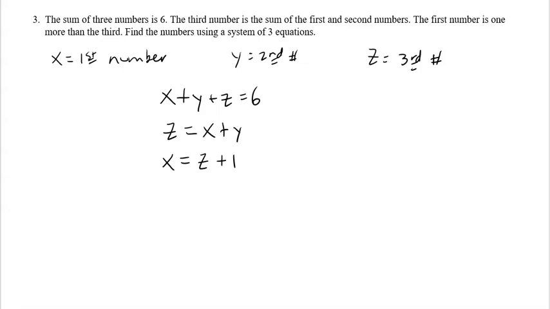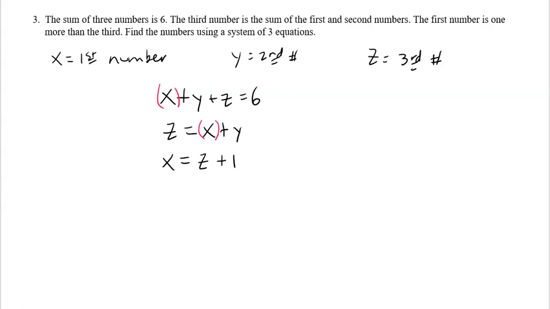You can do elimination. If you do elimination, then you're going to have to rearrange these equations so that the like terms are matched up vertically. You could also do substitution because you know that, for example, x is z plus 1, so you can replace these x's with z plus 1. So let's just go with substitution. That's the way I'm going to choose to do this.